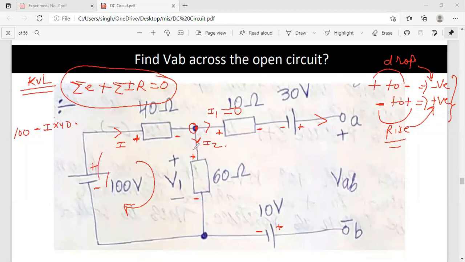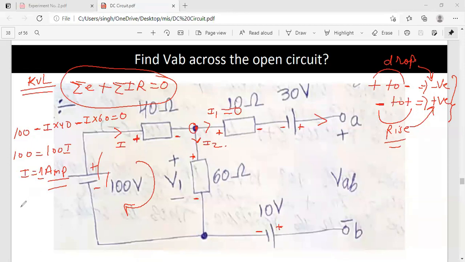So what is that? I multiplied by 60 with a minus sign. Why? Because again it is going from plus to minus. Plus to minus is a drop, and drop is associated with a negative sign. So minus I into 60 equal to 0. So 100 is equal to 100 I. So I value I am getting as 1 amp, 1 ampere, sorry. So 1 ampere of current is passing in this circuit.